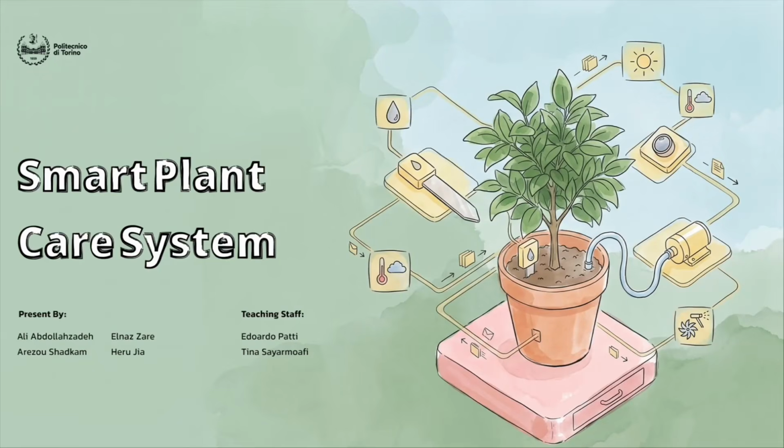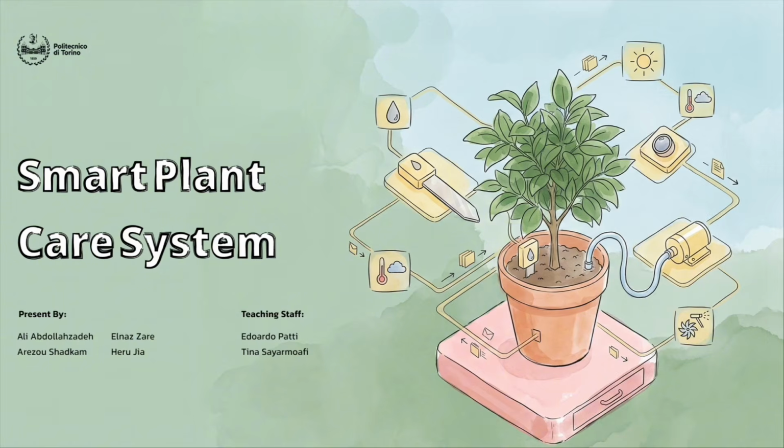The Smart Plant Care System, an IoT-based project designed to monitor plant condition and automatically support plant care. The system monitors three main environmental parameters: soil moisture, temperature, and humidity. Sensor data is collected by a Raspberry Pi node and then distributed to different microservices for storage, analysis, control, alert generation, and user interaction.